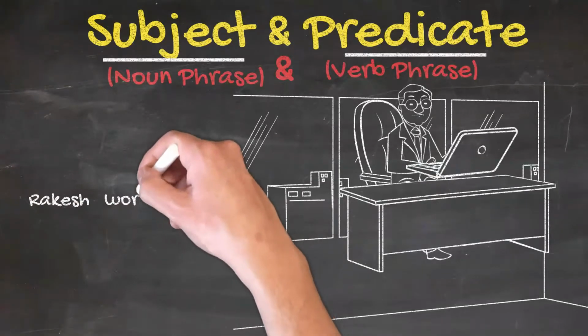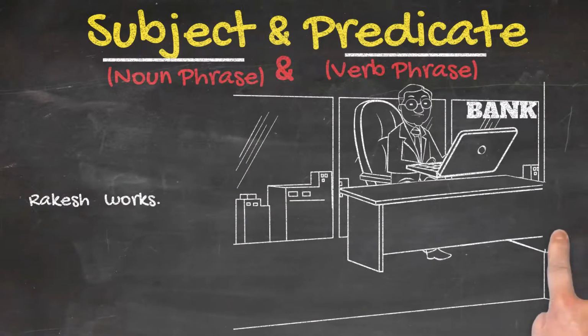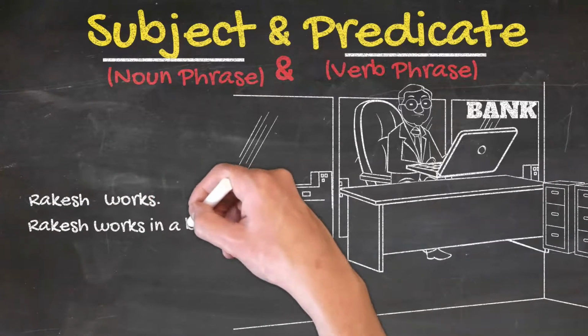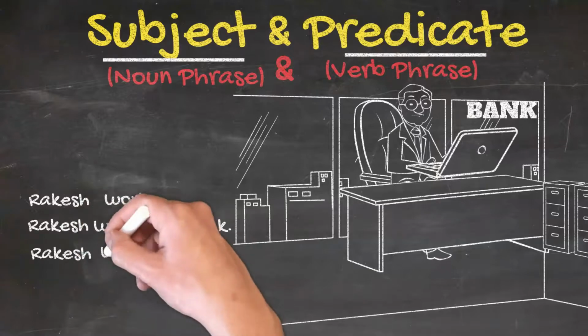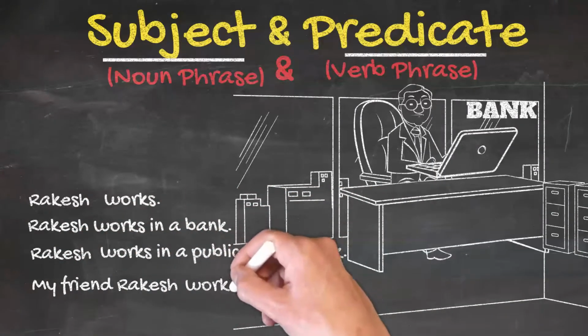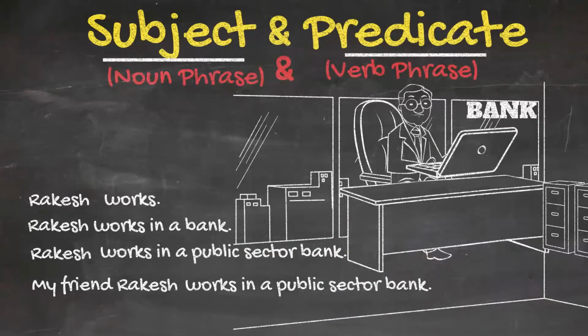Observe the following. Rakesh works. Rakesh works in a bank. Rakesh works in a public sector bank. My friend Rakesh works in a public sector bank.